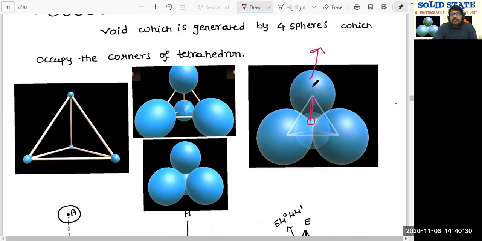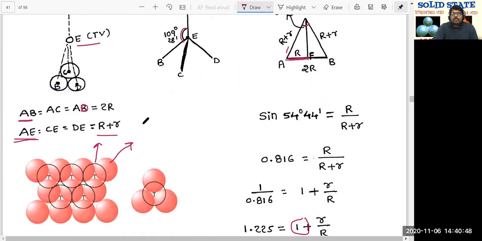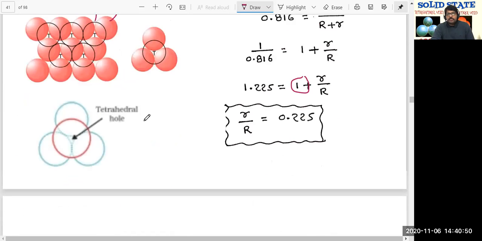You can see they are not in the same plane. This sphere, you see, is at the center of this, this, and this. So definitely they are not in the same plane. Hence it is said to be what we call a non-planar void of the first kind. And the second type of non-planar void is the octahedral void.